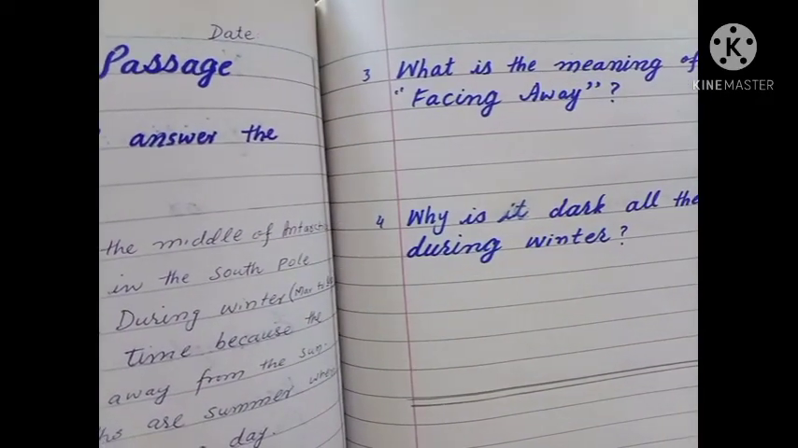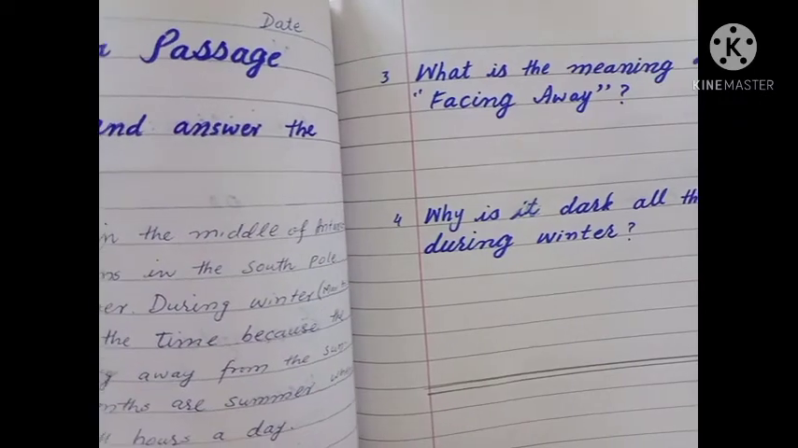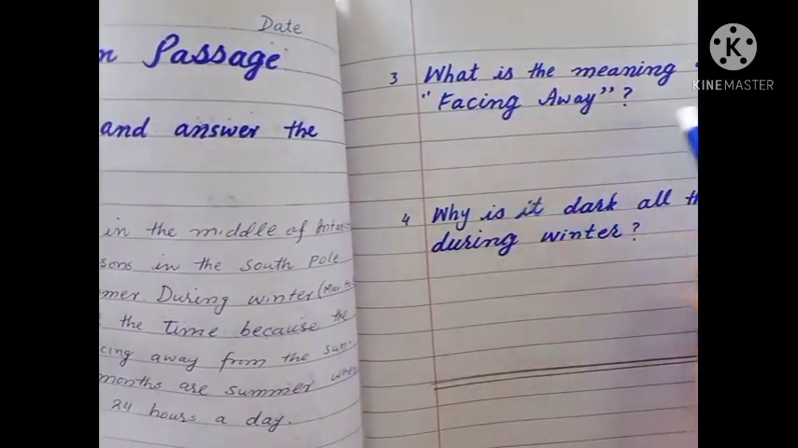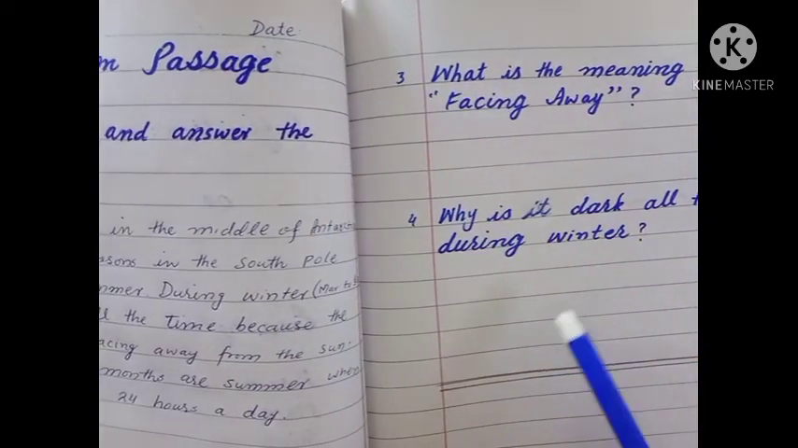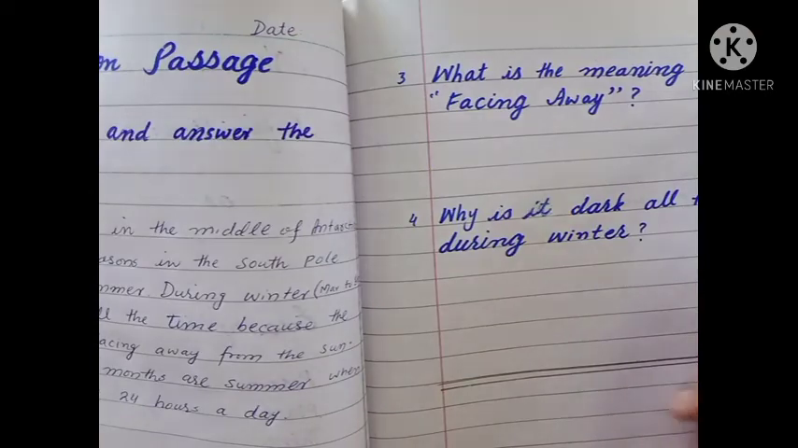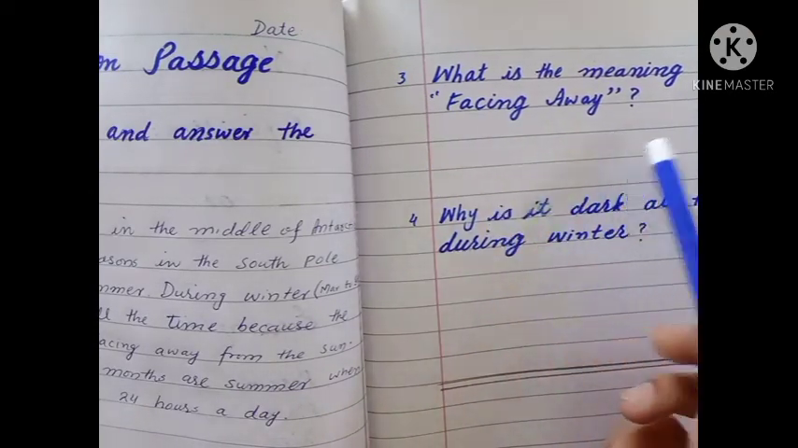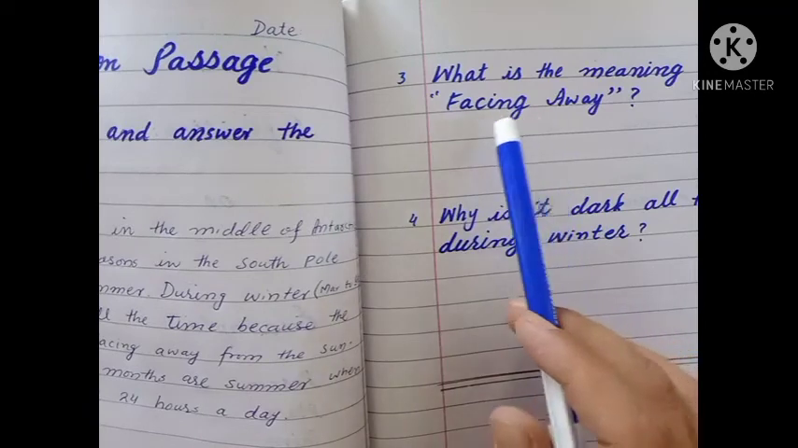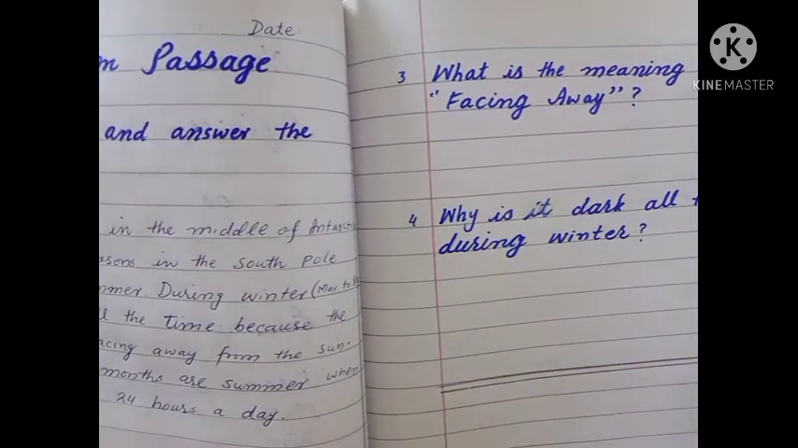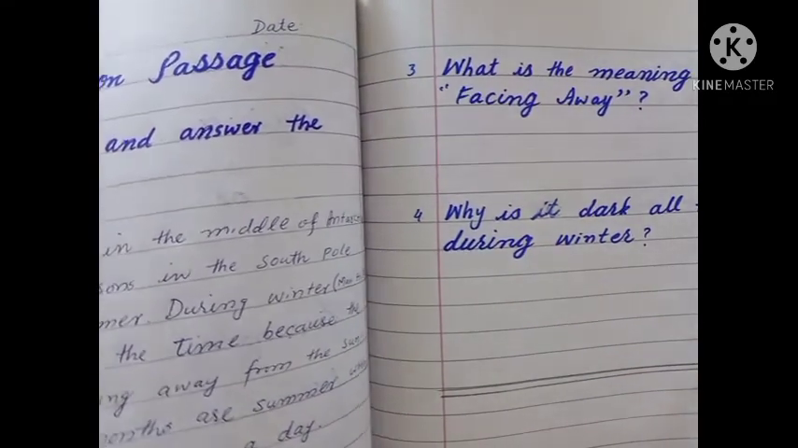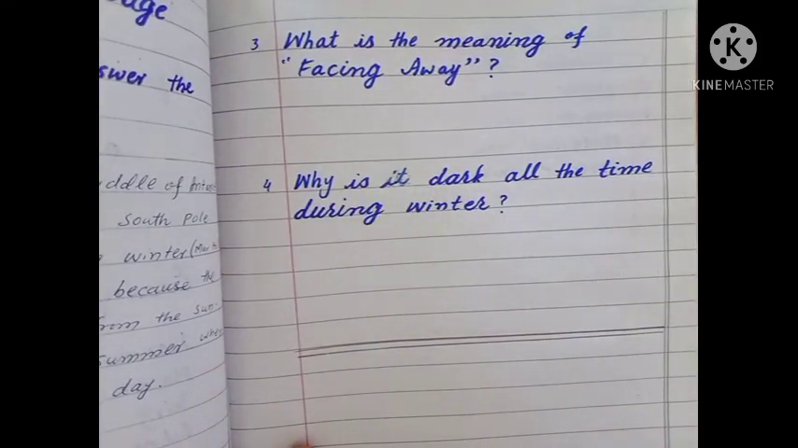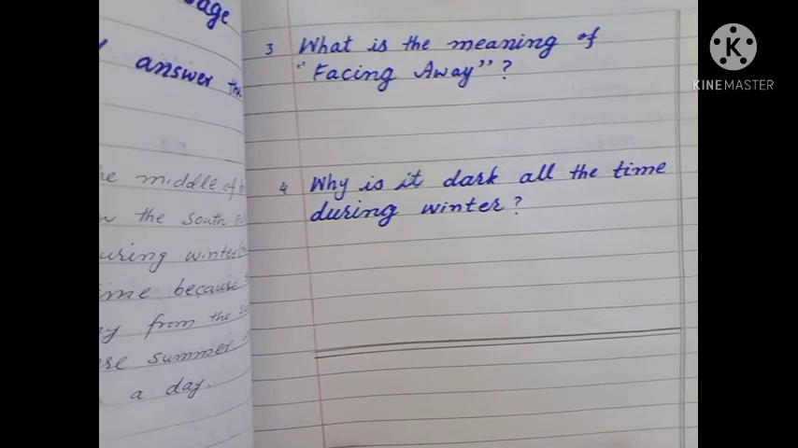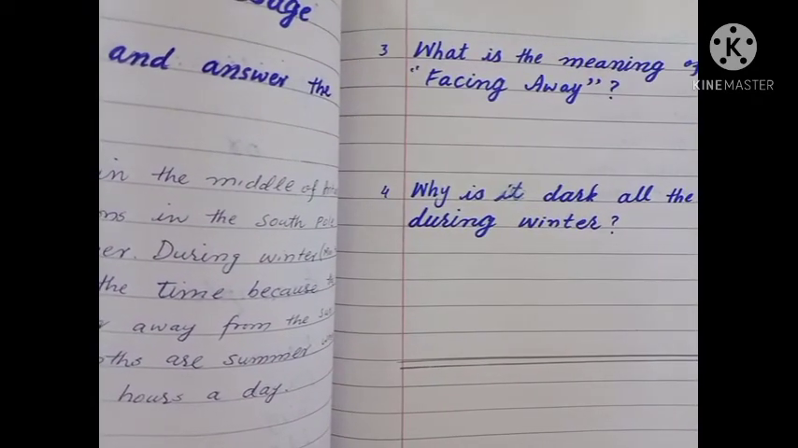You have to search this word in the dictionary and write down the meaning of facing away in double commas, the quotation sign. The meaning of facing away is like this, and you have to underline it and write it with a marker. But the answers you have to write with a pen, all the answers, okay? But the special words, the headings, you have to write with a marker. Why is it dark all the time during winter? You have to write down the answer.